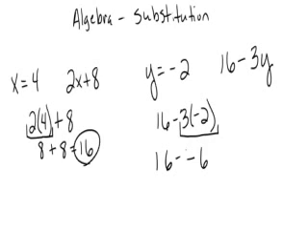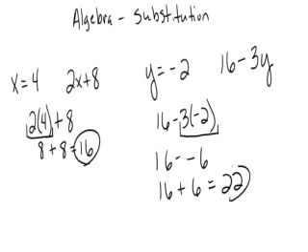So I have 16 minus a negative 6. Minus a negative 6 just means the opposite of negative 6, and the opposite of negative 6 is actually a positive 6. So 16 plus 6 is 22, and there's my answer.